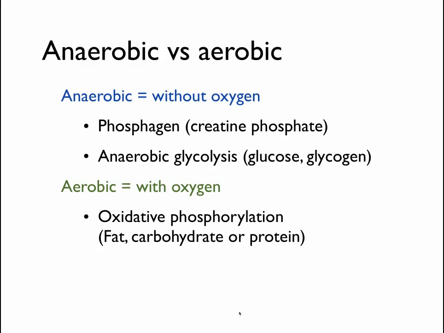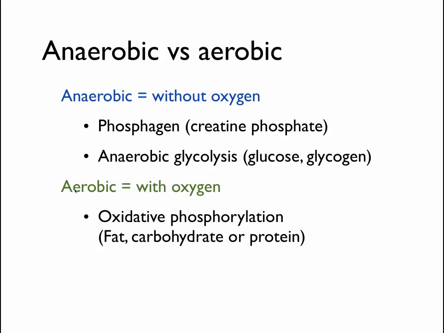There are two ways in which we can make ATP. One is anaerobic and the other is aerobic. When we're talking about anaerobic mechanisms, it means without oxygen, so these mechanisms do not require oxygen to function. The first one we're going to cover is the phosphagen system, which uses creatine phosphate as a substrate. The next one is anaerobic glycolysis, meaning glycolysis without oxygen, and the substrates are glucose and glycogen.